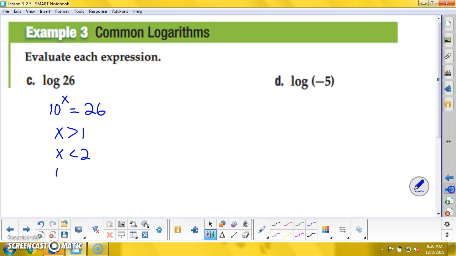So if you guys type in the log of 26 on your calculator and press enter, you should get a decimal approximation. And that should work out to be 1.4149, and it keeps going. Please do that now to make sure you know how to type that in on your calculator.